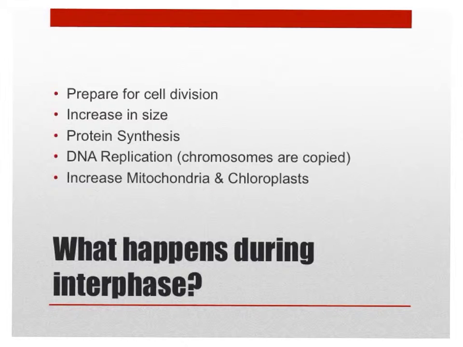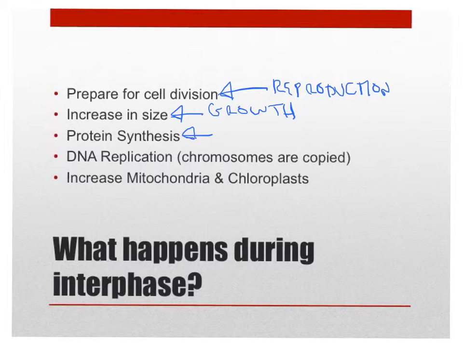So just to review from previous lessons, interphase is when cells prepare for cell division. It's when they increase in size and they grow. It's when they synthesize proteins, so they're metabolizing. So in other words, you've got getting ready for reproduction at least, you've got growth, and you've got metabolizing, which once again are 3 of your important characteristics of life. DNA replication also occurs, and remember, this needs to be done very carefully, and the increase in mitochondria and chloroplasts.